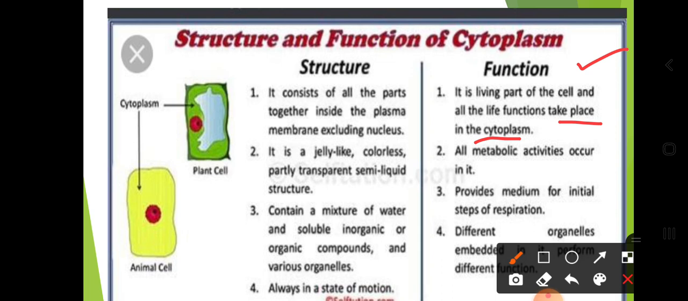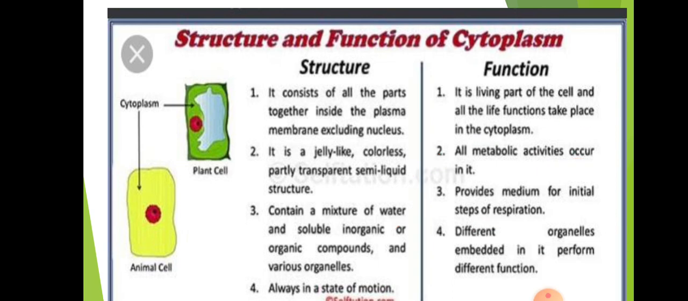So, these are the living parts of the cells. Where is it functioning? It is functioning in the cytoplasm. All metabolic activities occur in it. Whatever metabolic components are there exist in the cytoplasm. It provides the medium for the initial steps of respiration. When we discuss respiration, this provides a medium for the respiratory system. It provides the medium for the initial steps of respiration.